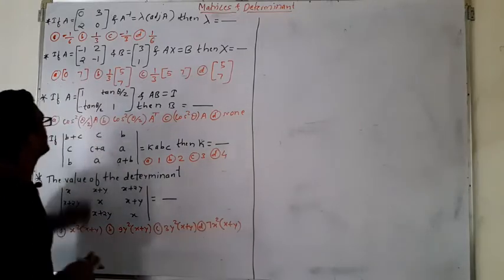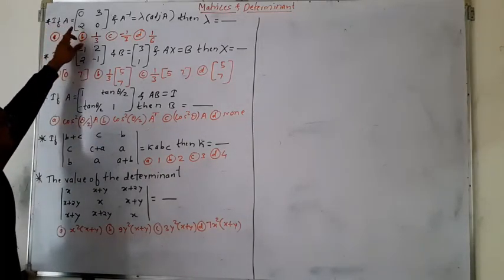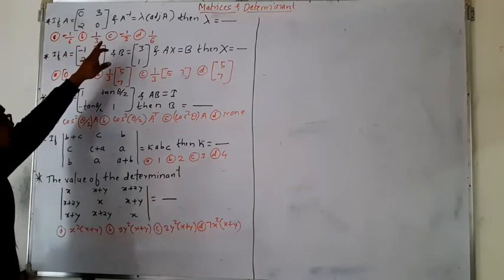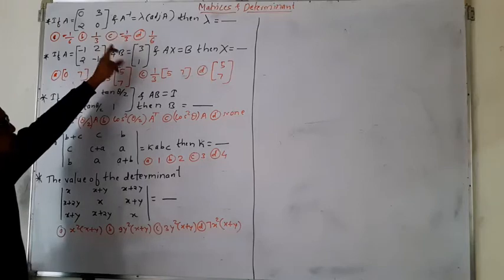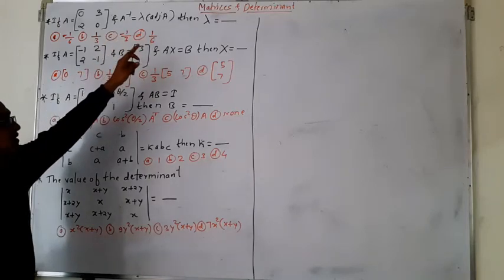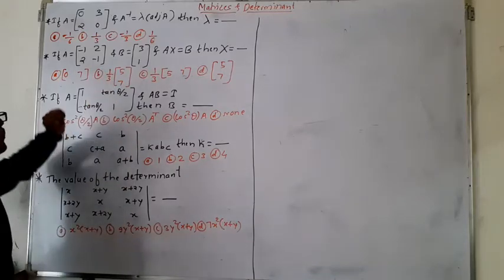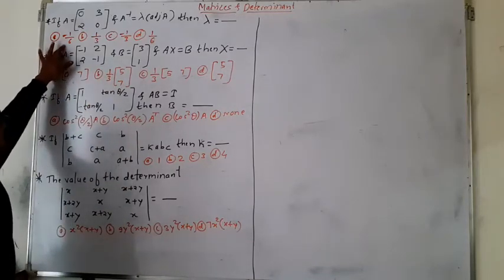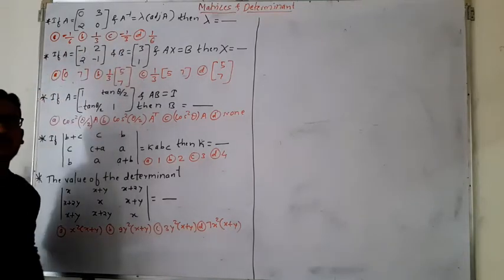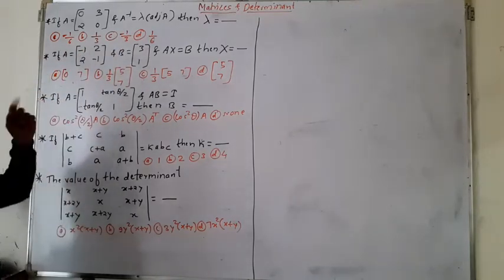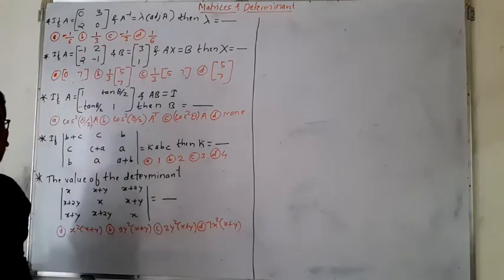Okay. So the next question: if A is equal to the matrix 0 3 2 0, and A inverse is equal to lambda into adjoint of A, then lambda is equal to what? The options are minus 1 by 6, 1 by 3, minus 1 by 3 and 1 by 6. Here we have to find out the value of this lambda.